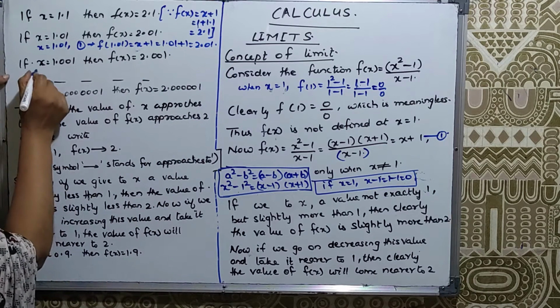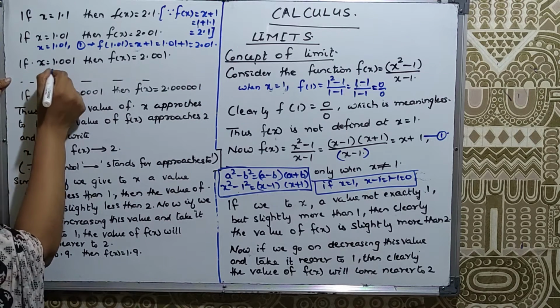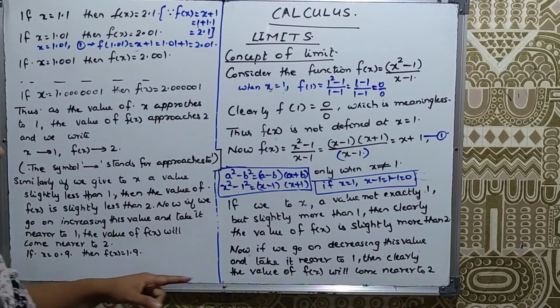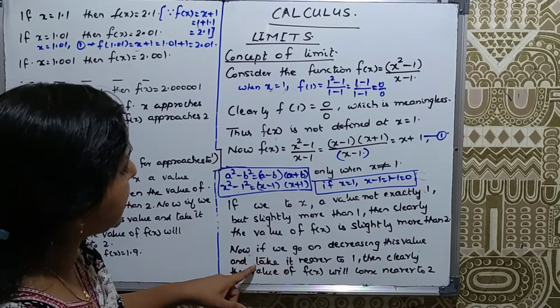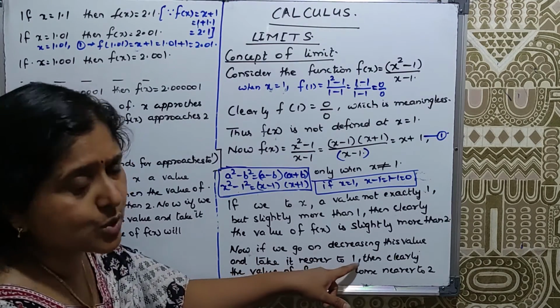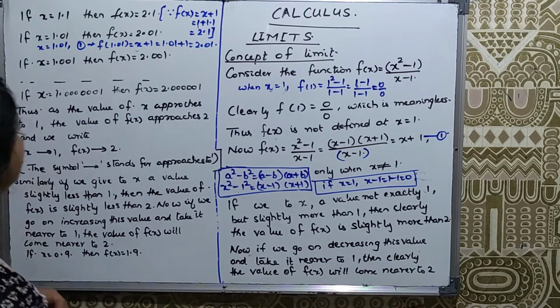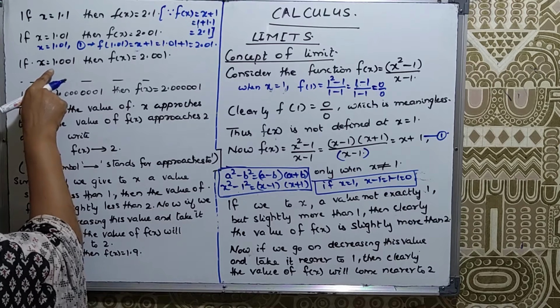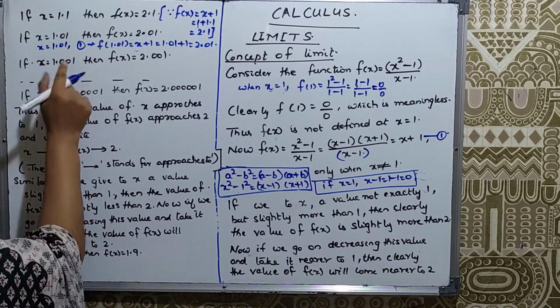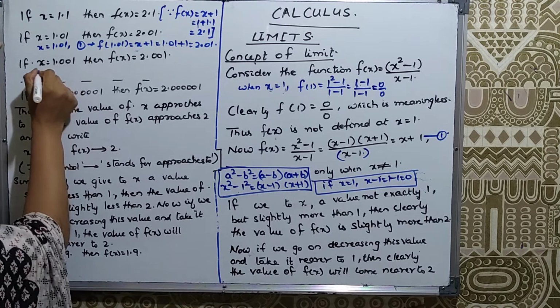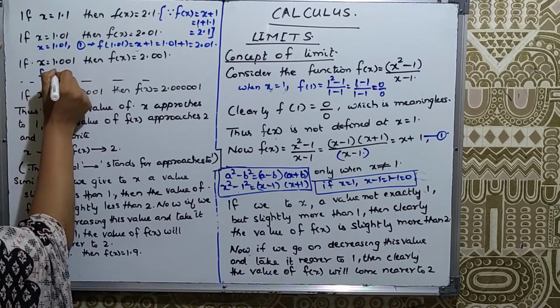In the same way, if x equals 1.001, what happens? If we go on decreasing this value and take it nearer to 1, then clearly the value of f of x will come near to 2. So we are proving that. If x equals 1.001, then we write f of 1.001.